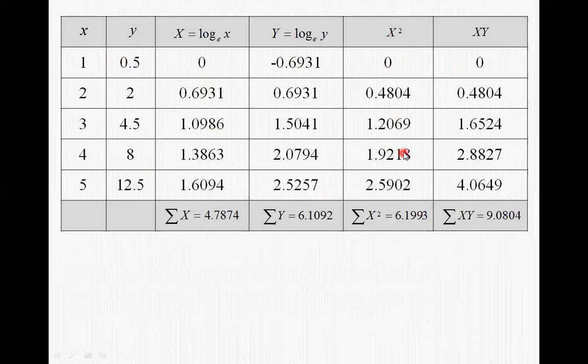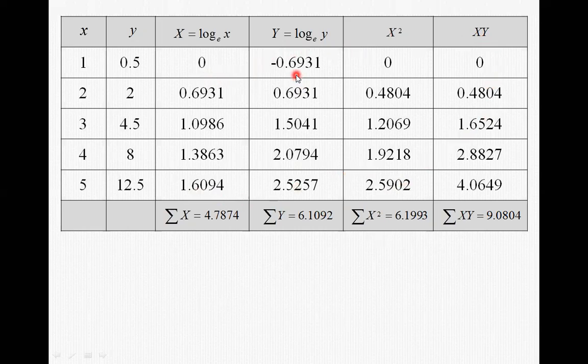1.0986 whole square equals 1.2069. 1.3863 whole square equals 1.9218. 1.6094 square equals 2.5902. Calculate xy.